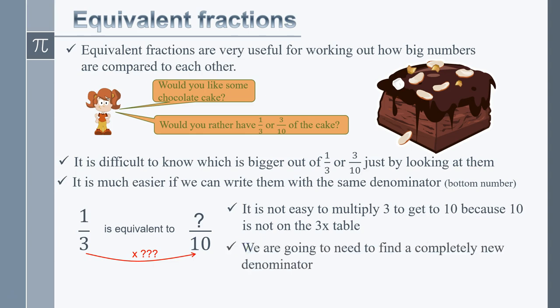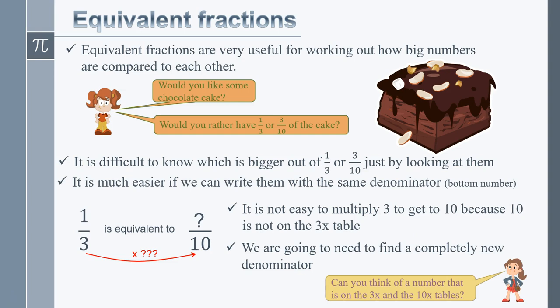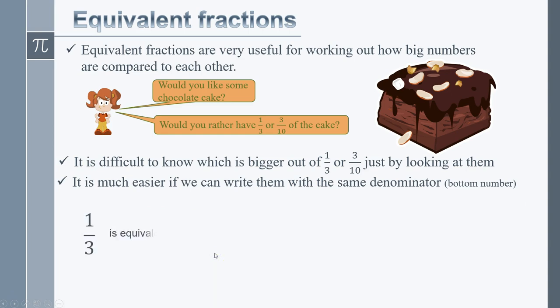What we're going to do is find a completely new denominator. So we're going to replace the 10 and come up with a completely new number to use. What we need, and we've got a hint down here, is a number that's on the 3 times table and on the 10 times table, because that makes our converting really simple. Can you think of a number that's on the 3 times table and the 10 times table? Well, the obvious answer, hopefully, is 30. So I'm going to take this off now, and replace it and say, okay, it's equivalent to how many 30ths.